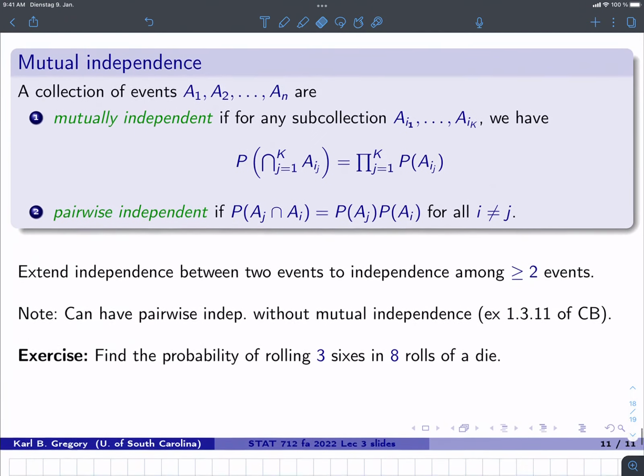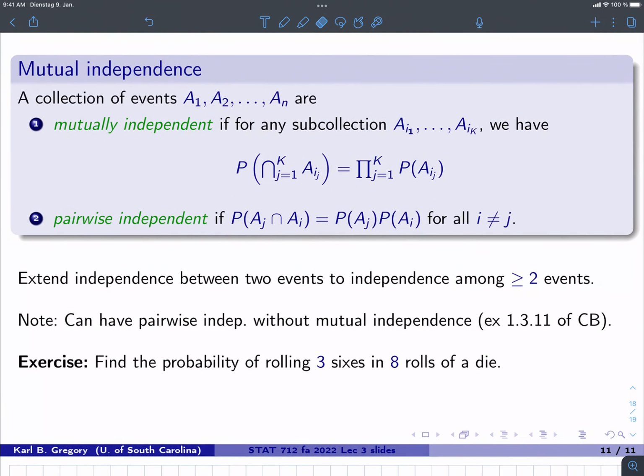Okay, last thing to talk about is an extension of the idea of independence to more than 2 events. So we say that A and B are independent if the probability of A intersect B is the product of those probabilities. But if we're dealing with more than 2 events, we have to think about what independence means for a collection of events. So we have 2 different definitions.